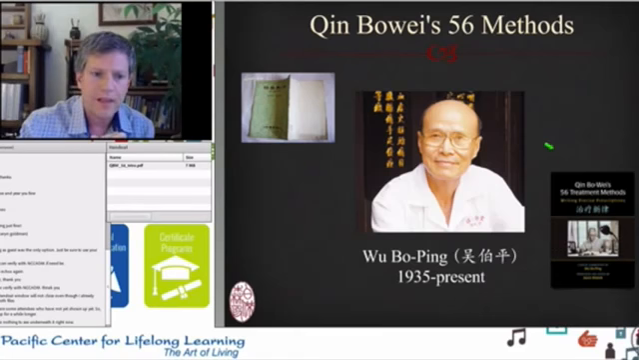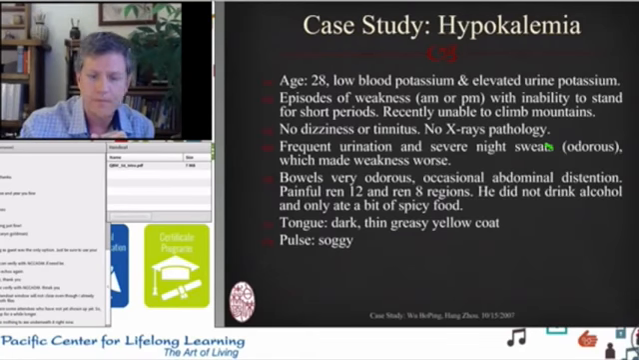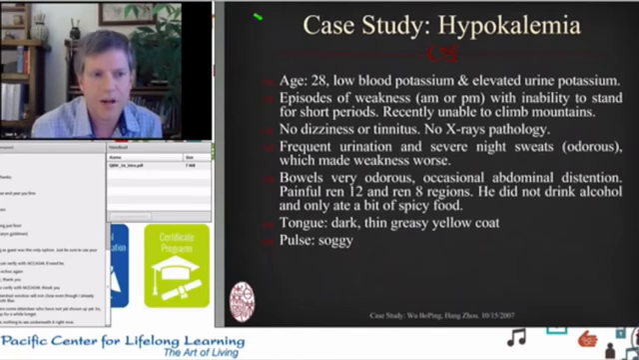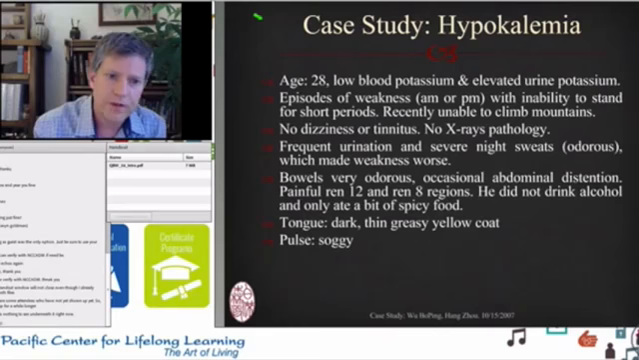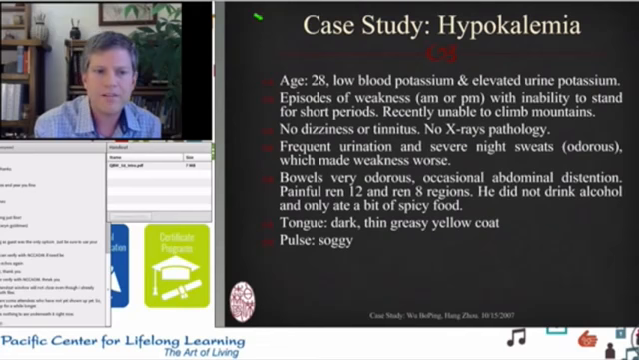So one thing I like to do in the introduction is just look at a case study from Dr. Wu. We can go through this. You can start reading through it as I talk, but this case study is interesting to me because it's fairly straightforward in its diagnosis, but fairly complicated in his herb choices. This is one of his more complicated cases.